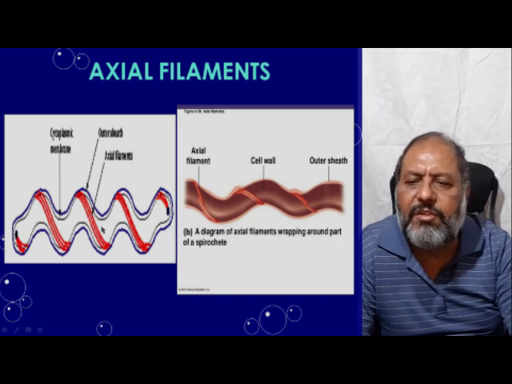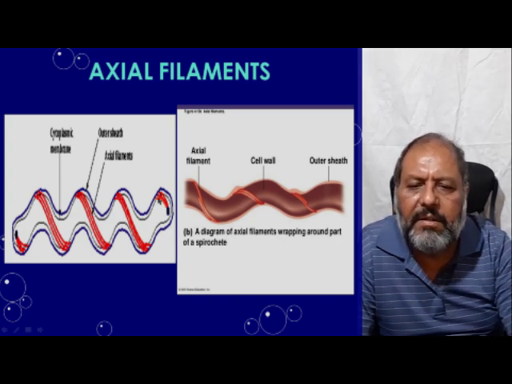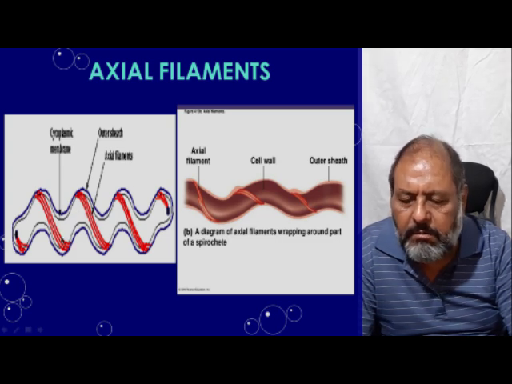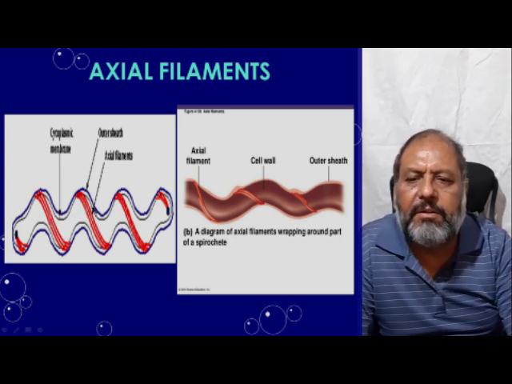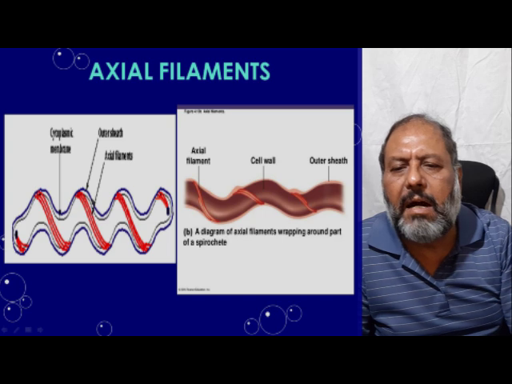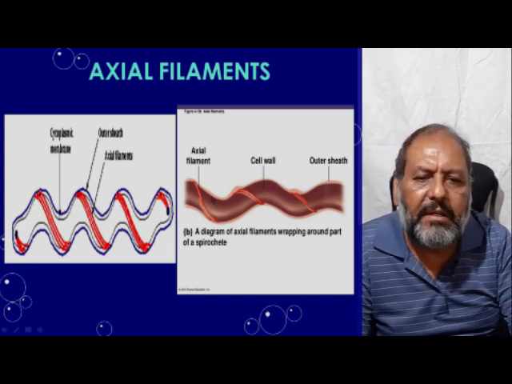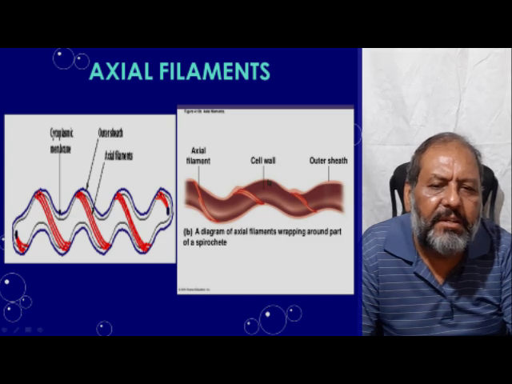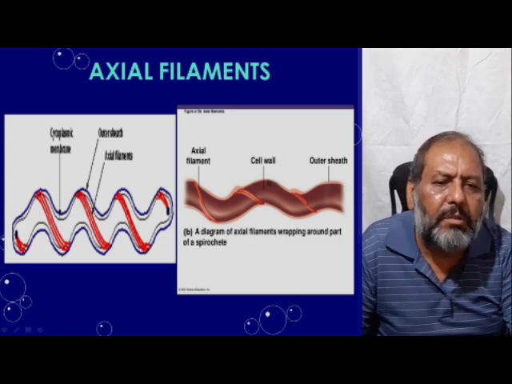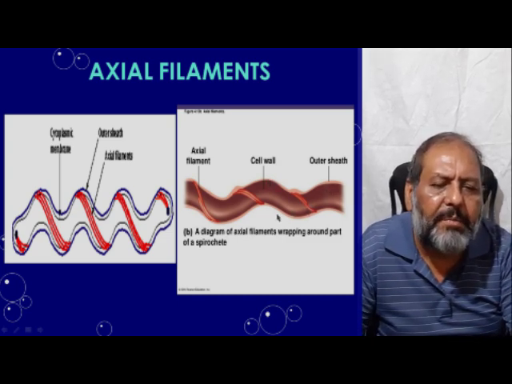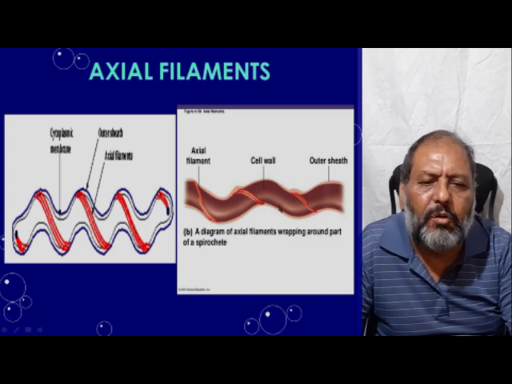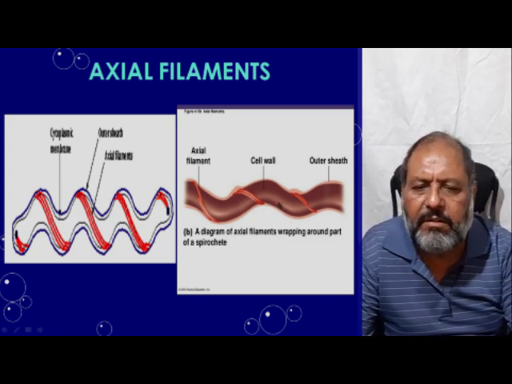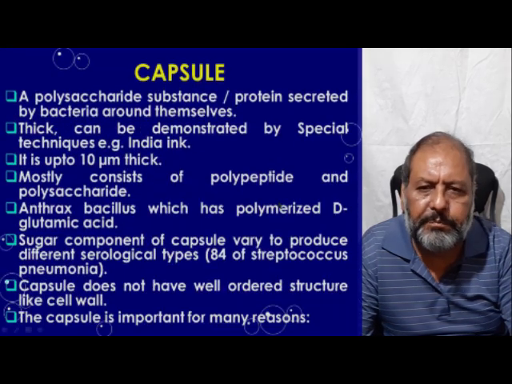Here one can see the axial filament that is wrapped around the whole body of the bacteria, but it is just below the outer membrane. Here also one can appreciate the axial filament that is just below the cell wall and the outer membrane, but it has wrapped the whole body of the bacterium and helps the undulating, snake-like movement of this bacterium.